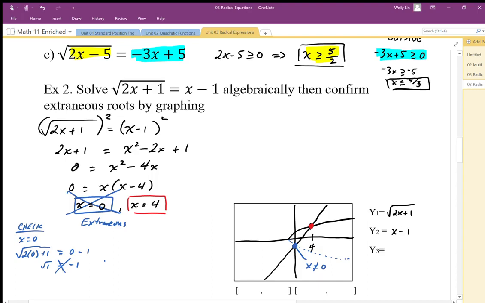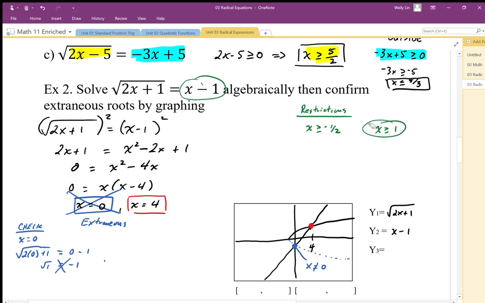The third is we actually can show this using restrictions. I'm going to do restrictions in green here. My restrictions were x must be greater than or equal to negative 1/2. That's my inside restriction. My outside restriction is x must be greater than or equal to 1. Because this is my outside restriction.